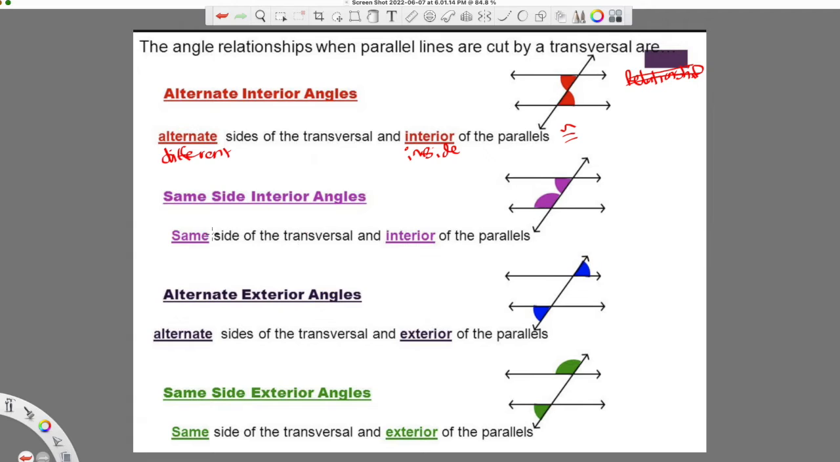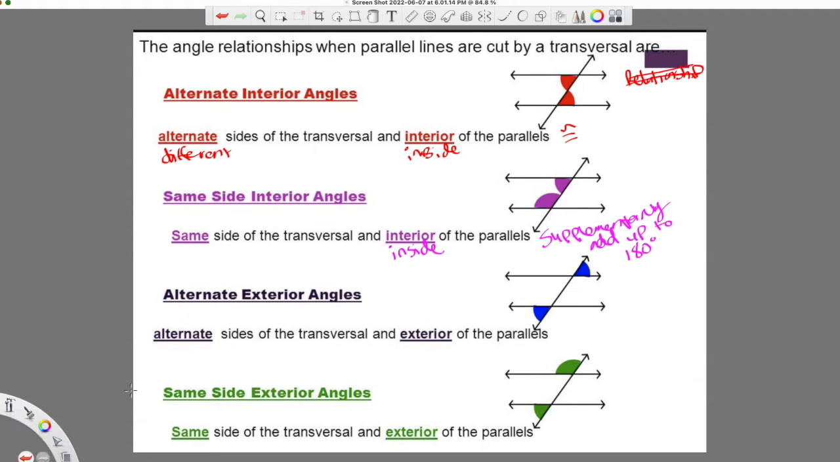And then when we have same side interior angles, so same side, I don't think we need another word for same side. They're on the same side of the transversal, and they're both inside of the parallel lines. Again, interior. So we're looking in between the parallel lines, but now instead of going to alternate sides of the transversal, we're on the same side. So these do not have the same relationship. They're not congruent. They are supplementary, which means they add up to 180 degrees. So that's definitely a big one. We want to make sure we understand that relationship there.